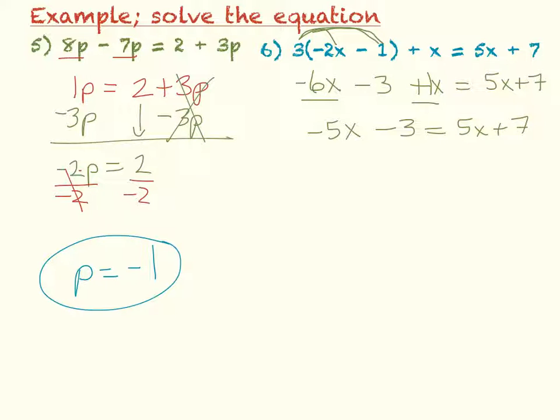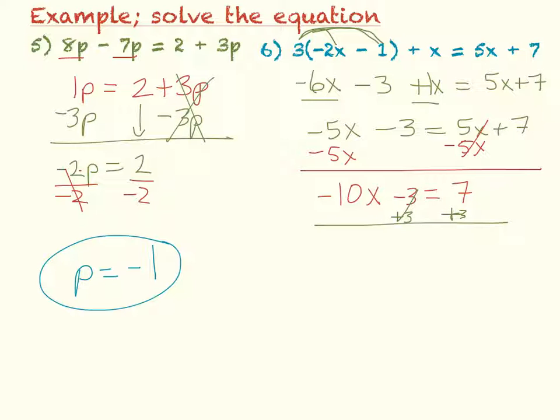So now I need to get my x's on one side. So I'm going to subtract 5x, subtract 5x, leaving me with negative 5x minus another 5x, which is going to give me a negative 10x. Make sure you're careful. That is negative 10. They don't cancel out. Minus 3 equals 7. So now I have a two-step equation. I'm going to start by getting this 3 away. So plus 3, plus 3. So I have negative 10x equals 10.